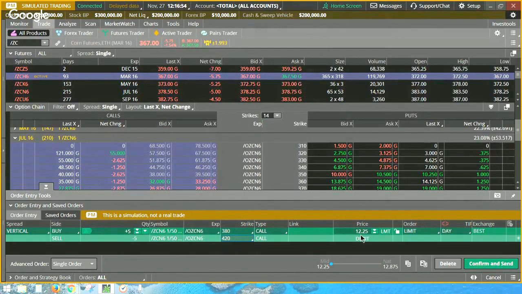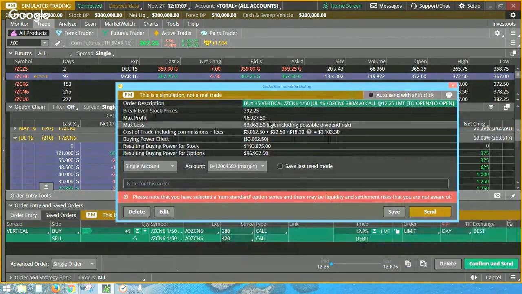So the market has to go up 12.25 cents for you to pay for this strategy, but anything above and beyond that is money in the bank. All right. So we are going to confirm and send that. And then it's going to pop up this dialog box.